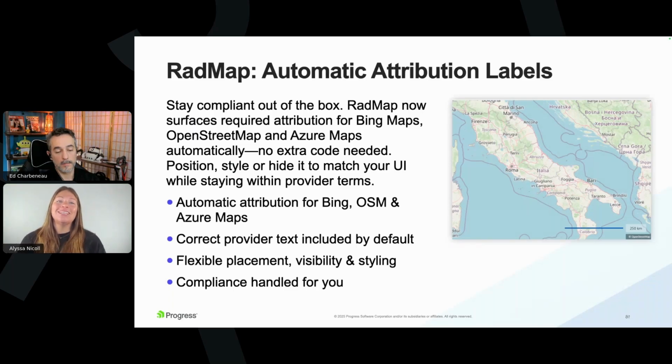Last quarter, we also shipped automatic attribution labels for RadMap, which I think you can see in the bottom blue of this screenshot that I grabbed. So bringing OSM and Azure Maps, Bing, OSM, and Azure Maps all require specific attribution text, which used to mean extra work to stay compliant, and now the RadMap adds the correct label automatically, and you can still adjust the placement and the styling of that label. So very simple, zero compliance hassle upgrade for the RadMaps.